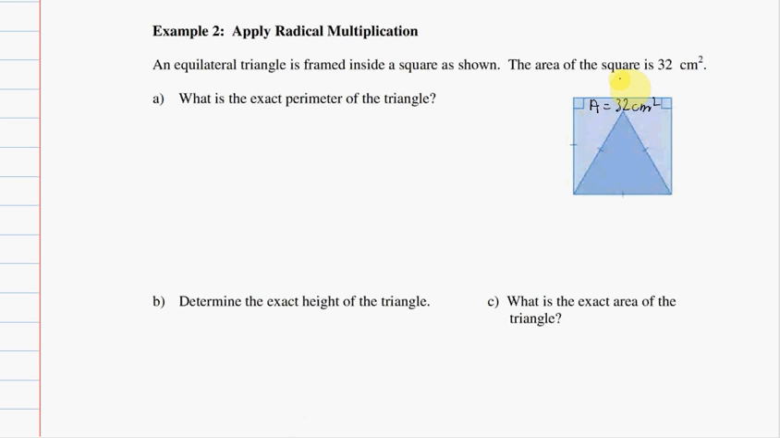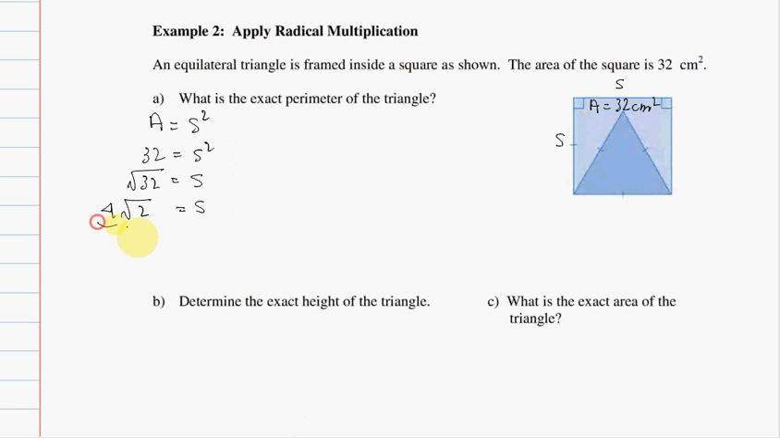Alright, and if you recall, when we have a square, we're going to call the sides S, and the area for a square is S squared. Now we already know that the area of the square is 32, so we're going to plug 32 in for our area. And then we are going to square root both sides to solve for S. And we don't have to worry about going plus or minus the square root of 32 because we have a side length to a square, so it can only be positive. And we are going to simplify root 32, and we get 4 root 2.